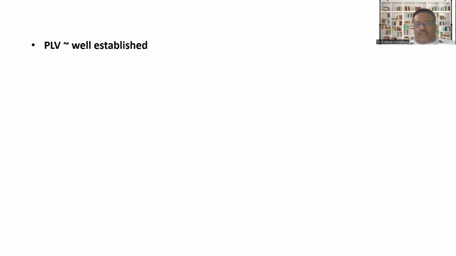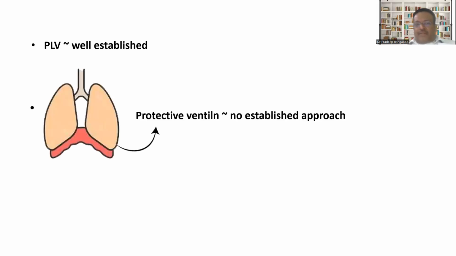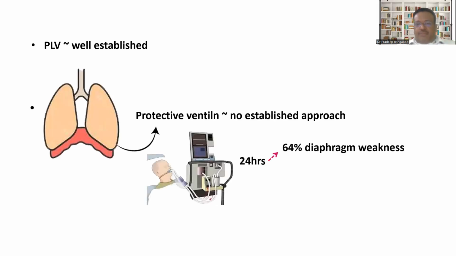So now coming to the topic, protective lung ventilation is a well-established fact. We understand that low tidal volume, maintaining plateau pressure less than 28, all these are well established. But protective ventilation to safeguard the integrity of the diaphragm is not well established. There's no established approach. And it is shown that in someone who is mechanically ventilated even for 24 hours, who is on controlled mechanical ventilation, 64% of the patients demonstrate that diaphragmatic weakness would have set in already.